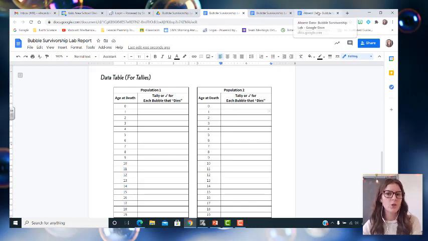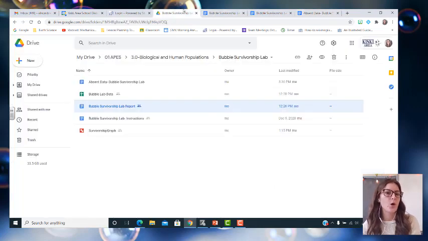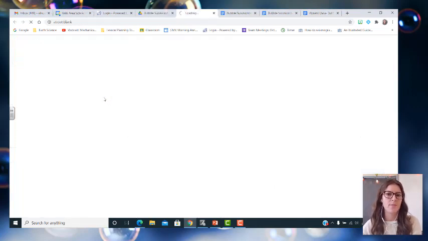So what I'm giving you is absent data. This is data from one of the lab groups, and you can see the differences there in how long each of them survived. They had a maximum lifespan for population one. The oldest bubble survived to 15 seconds. And then for population two, the oldest bubbles survived only to 10 seconds. So the next step, after you have your tallies there, you're then going to open up your bubble lab data sheet.